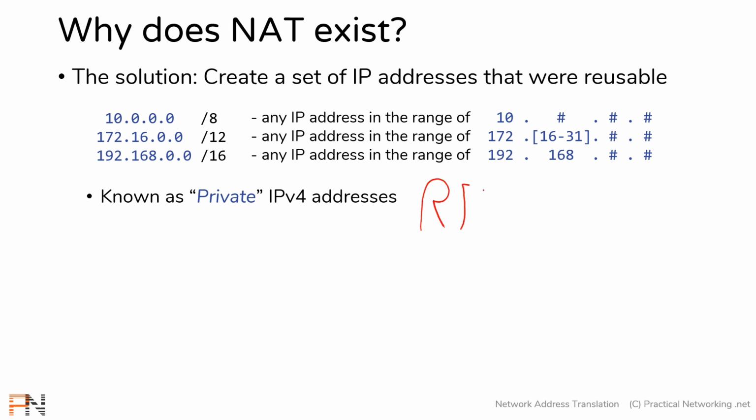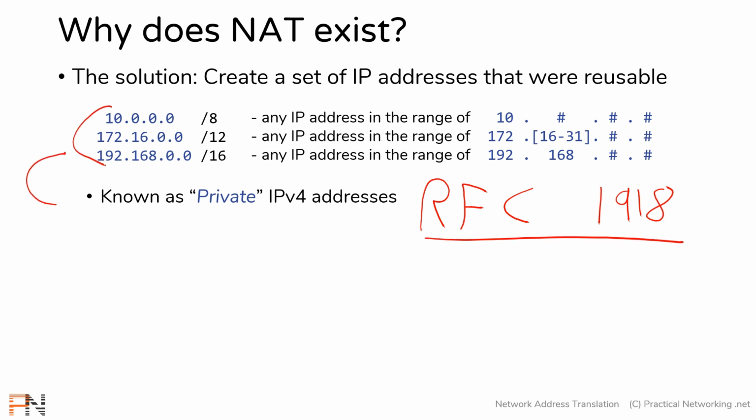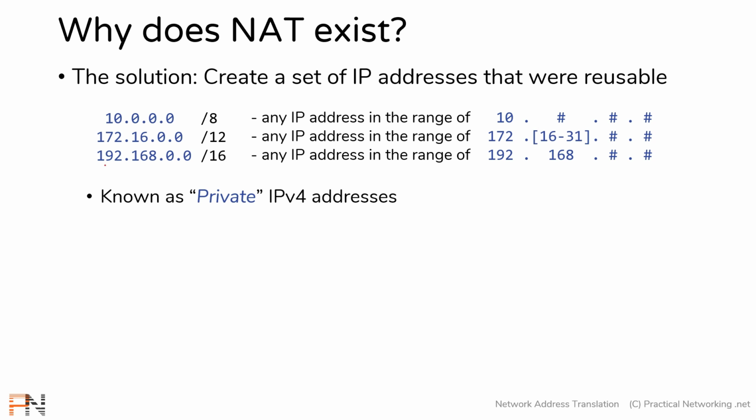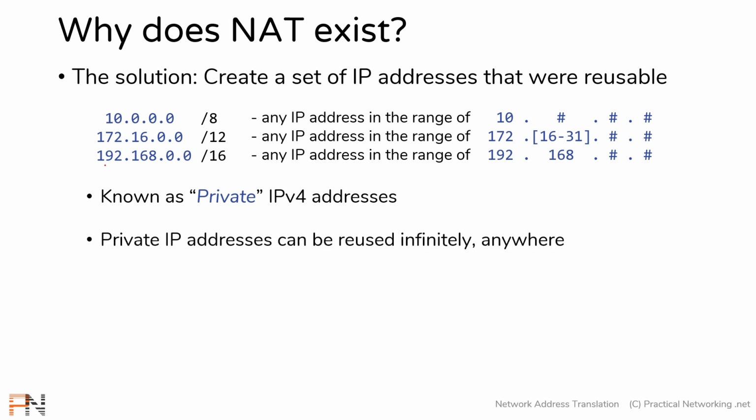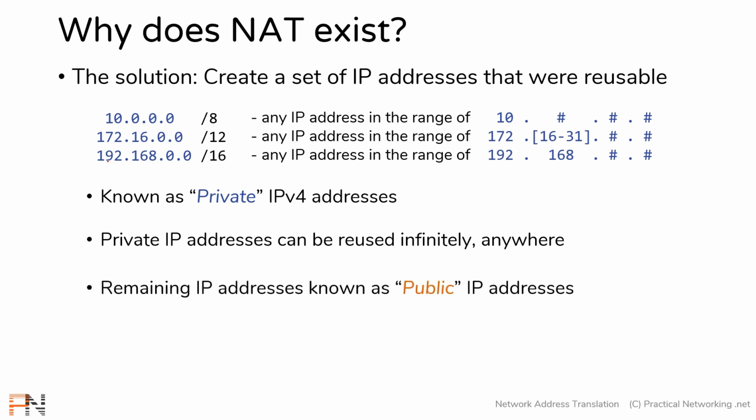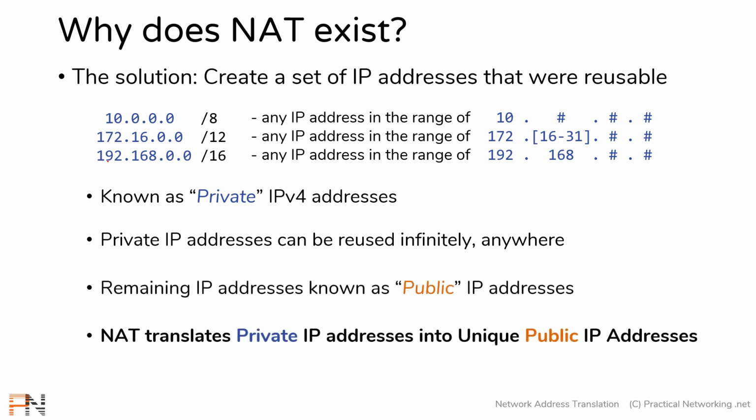They're also sometimes referred to as RFC 1918 addresses, because this is the document which formalized that these are private addresses. In either case, these private addresses are reusable infinitely anywhere in the world. So that problem of running out of IPv4 addresses goes away, since we can simply reuse these as necessary. All remaining addresses, for the most part, are then known as public addresses, and what then translates between these private addresses and the remaining public addresses is NAT.